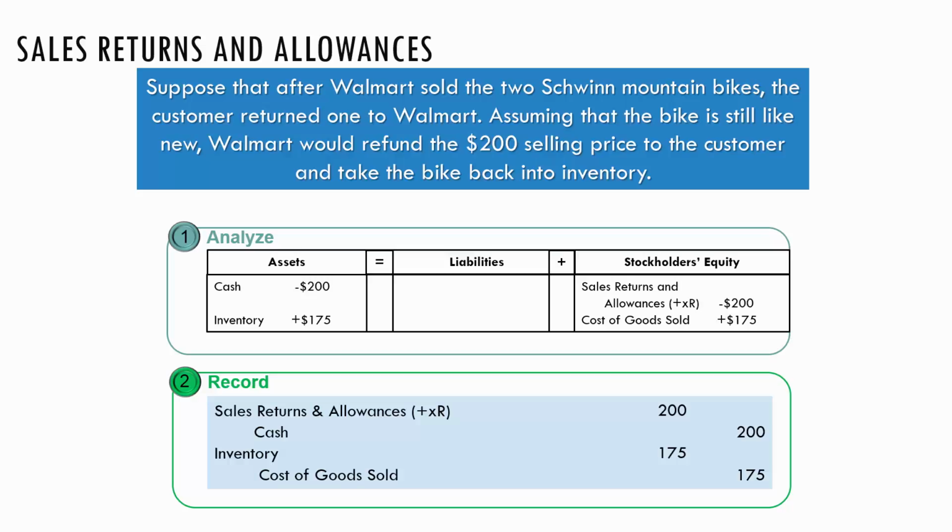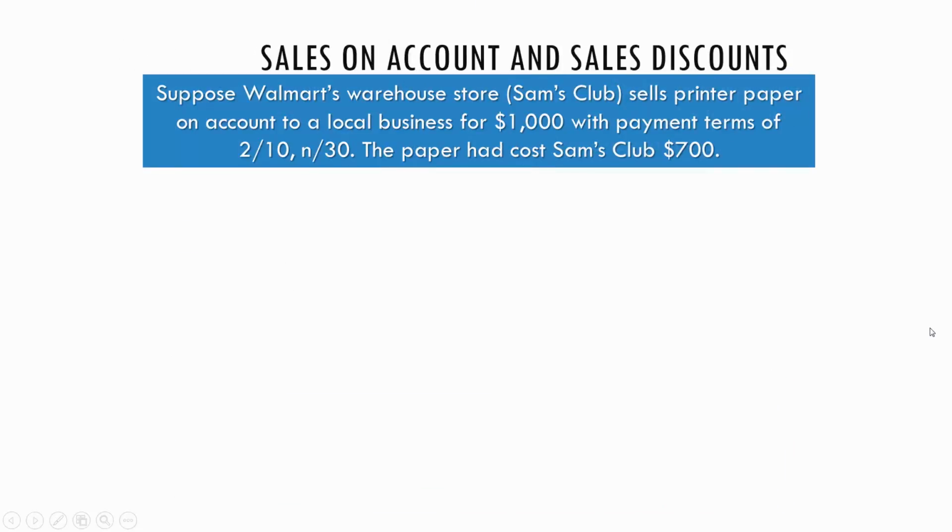The other thing to note here is they have a plus XR by this sales returns and allowances, because sales returns and sales allowances could be one account, could be 2 accounts, sales returns and sales allowances. Here they are combining it, calling it one account. This is a contra account. The contra account is going up, which means the sales account is really going down. And we are going to include sales returns and allowances as a part of our net sales.